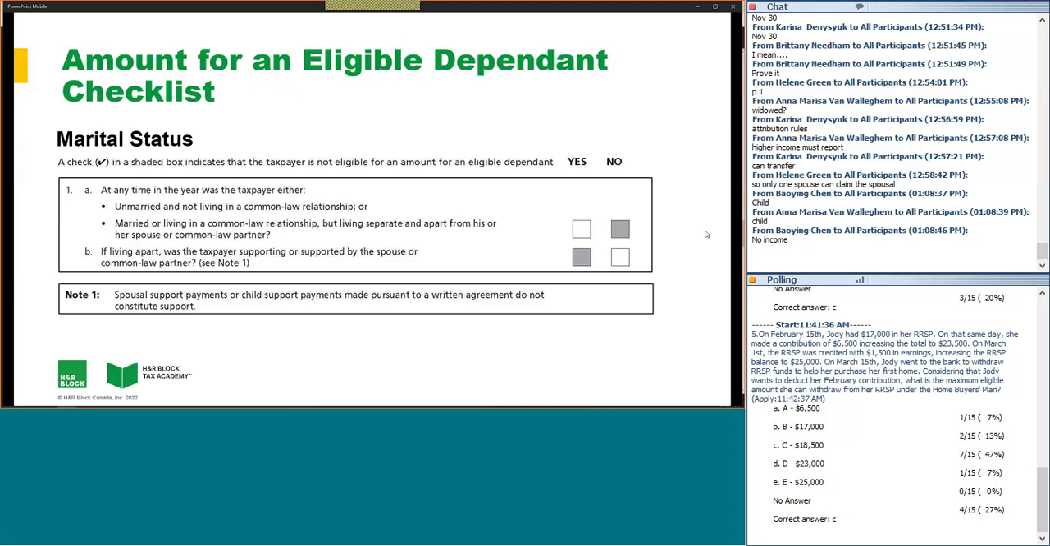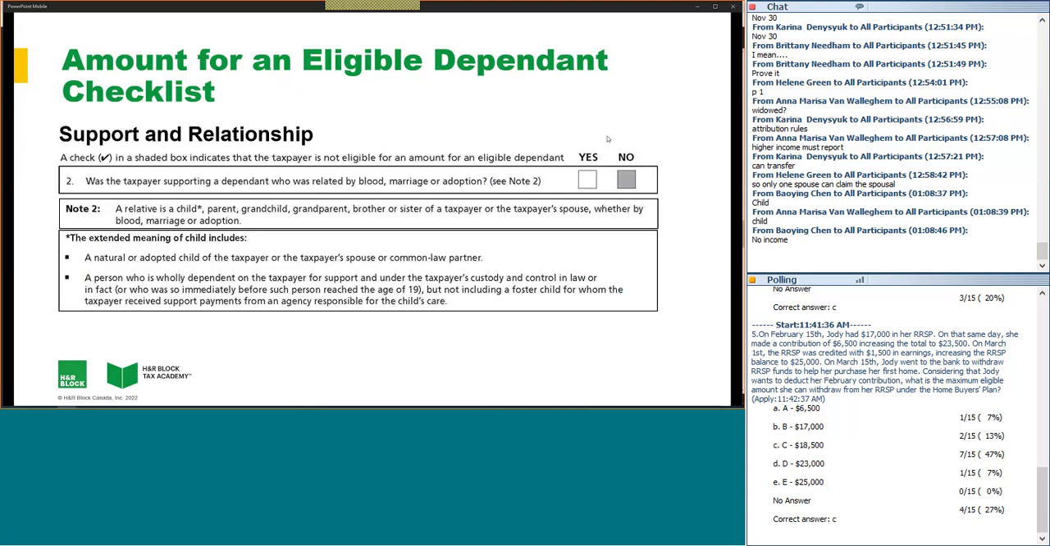So for now, we're going to talk about people who've gotten together, they've gotten married in the year. There has to be a time in the year when they were not married and they did not have a common law spouse. Okay? Tick yes. If you tick no, you cannot claim eligible dependent for anyone.